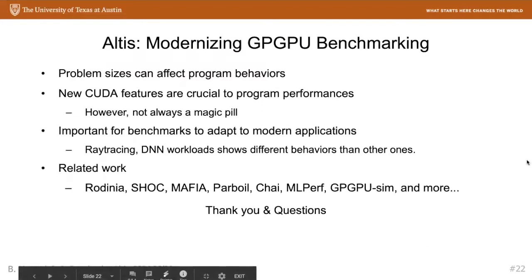In conclusion, Altis demonstrated the importance of having varying data sizes and CUDA features, as they have a direct impact on application performance and behaviors. It is also important for benchmarks to adapt to modern application domains.